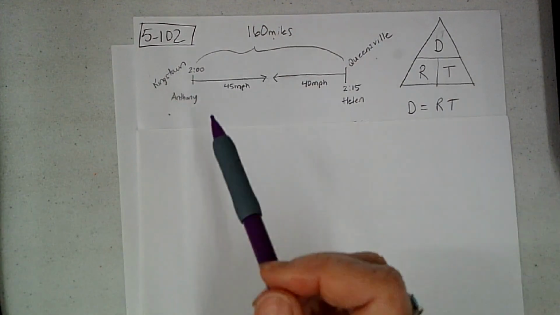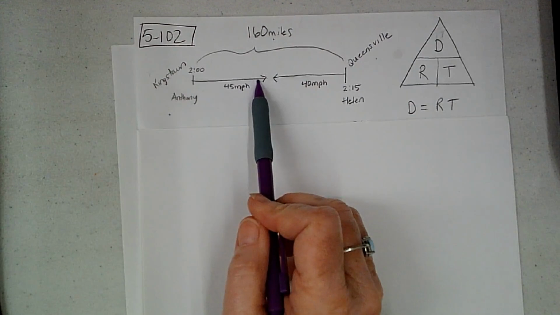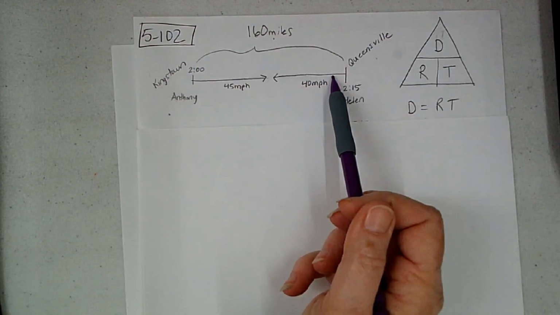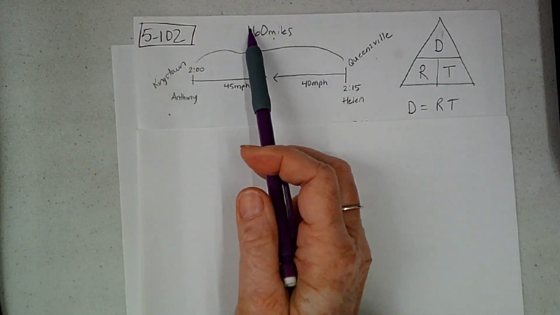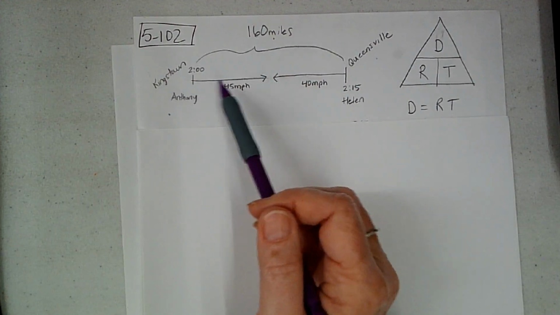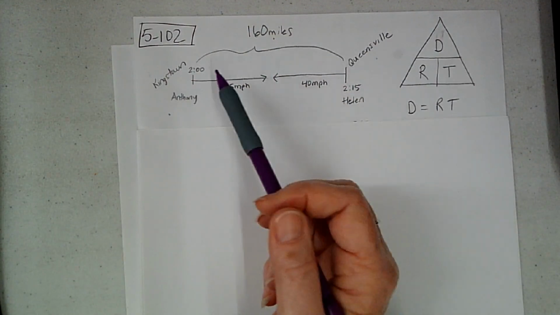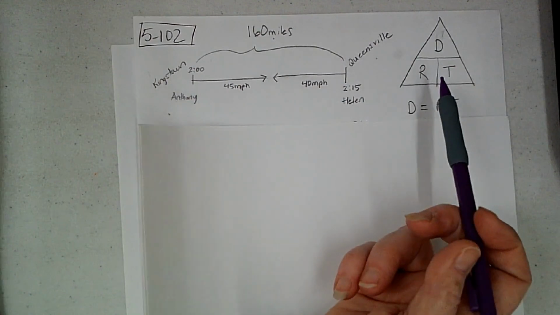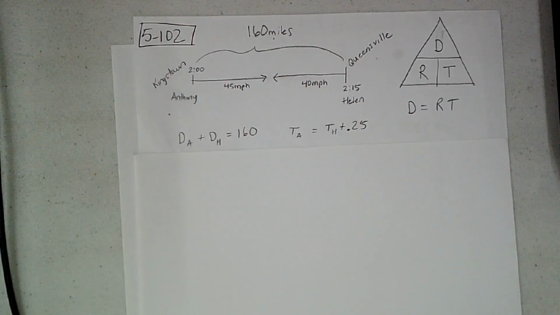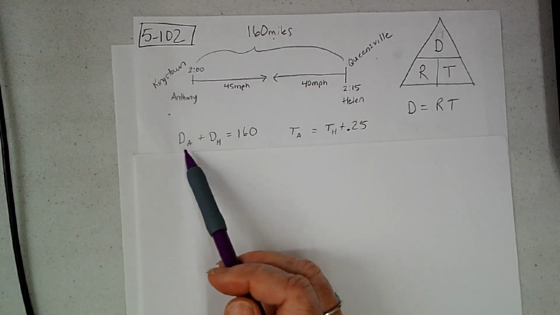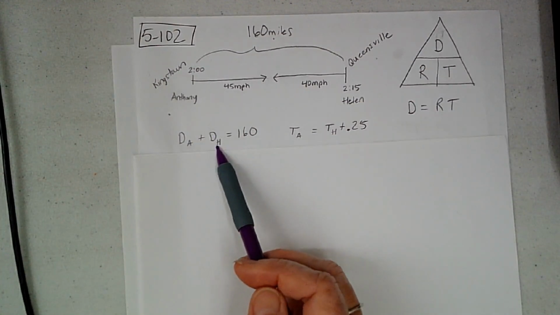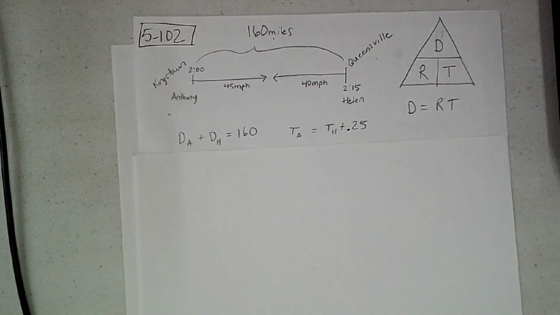So I know that Anthony is going to be going this way, and Helen's going to be going this way, and they're probably not going to meet exactly at the 80-mile mark, because he's going a little faster, she left a little later. So I'm just going to try to set this thing up. So here's where I started. I said, whatever the distance that Anthony covers plus the distance that Helen covers, that's going to add up to 160. It's probably not going to be 80 miles plus 80 miles. It's probably going to be something different than that.